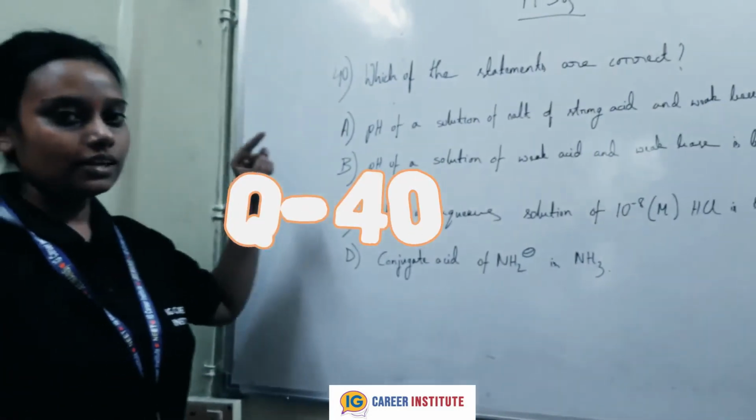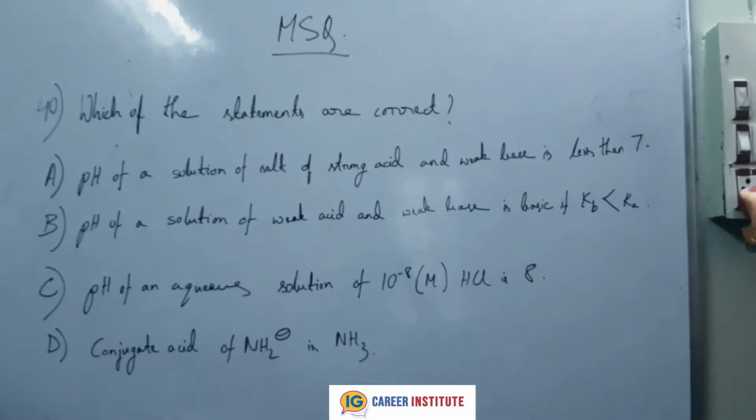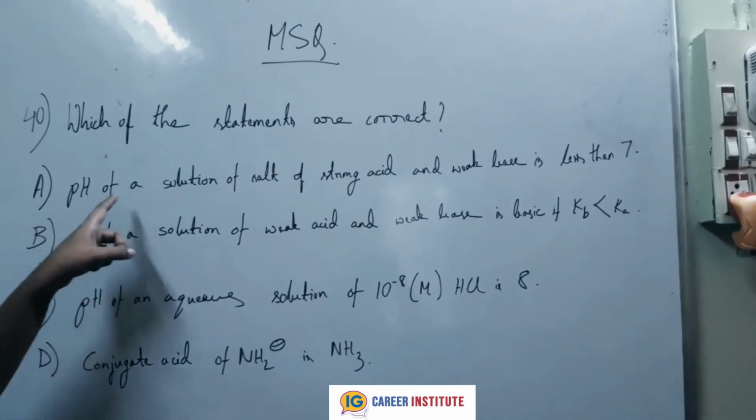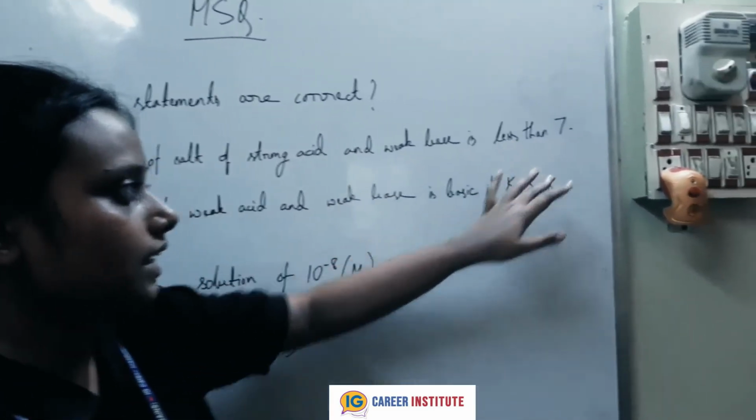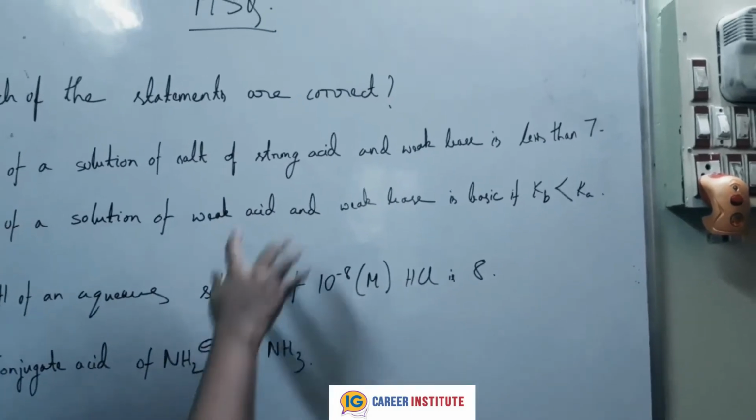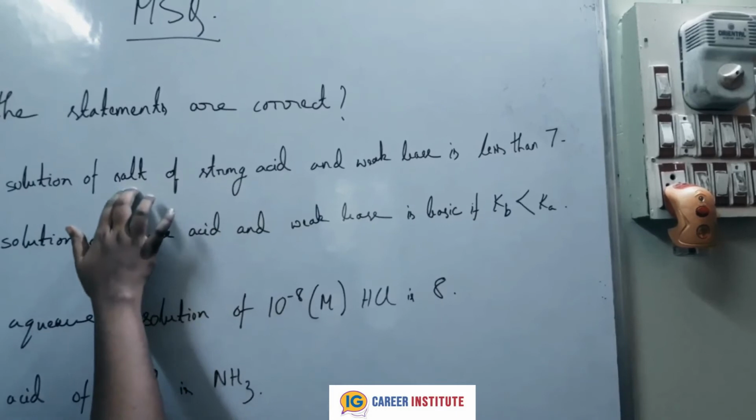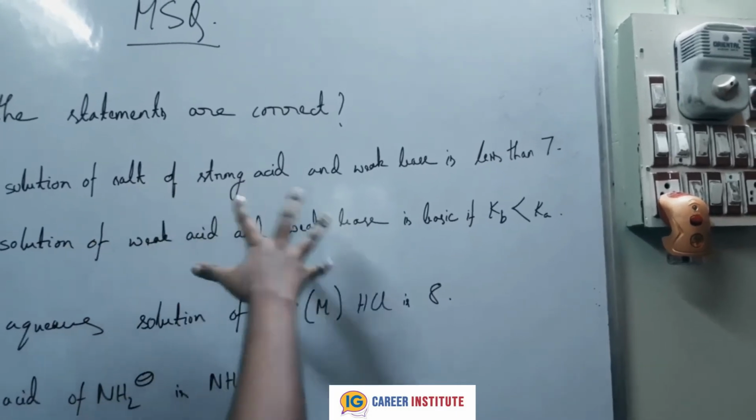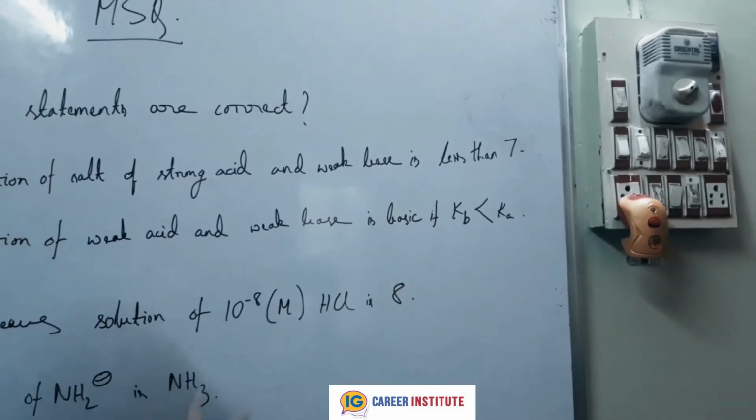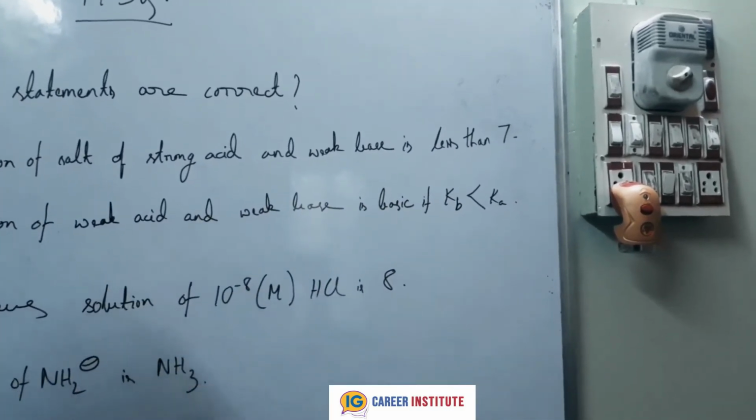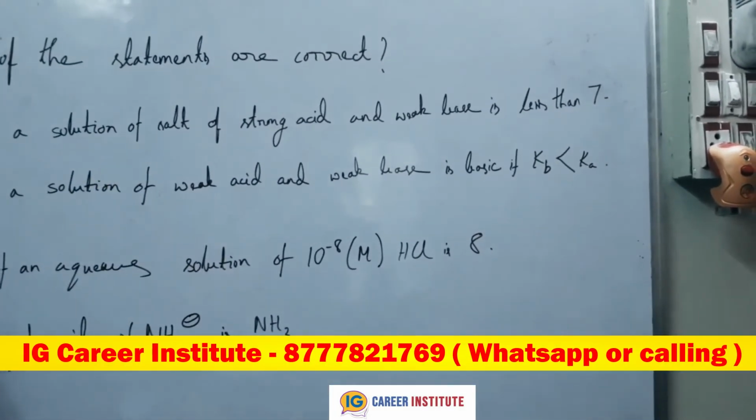So we have come to our last question, question 40. Which of the following statements are correct? The first option is, pH of a solution of salt of a strong acid and a weak base is less than 7. It's wrong, because with a strong acid and a weak base, the strong acid is in the form of a salt, so that's not contributing to the pH. What is contributing? The weak base. So it is alkaline in nature, so it should be greater than 7, not less than 7. So this is not the correct option.